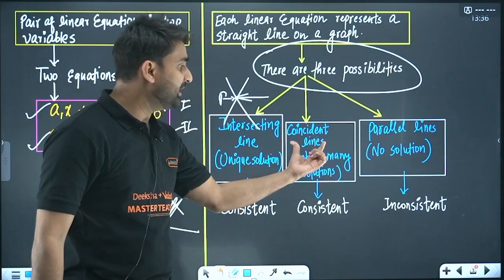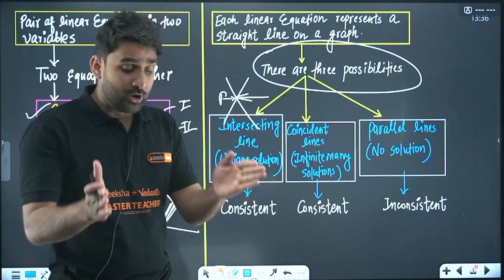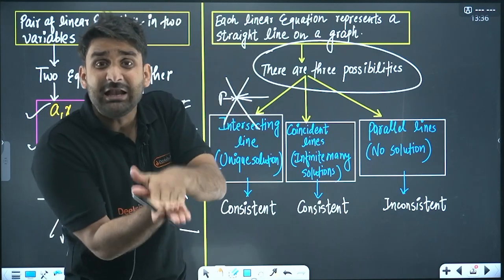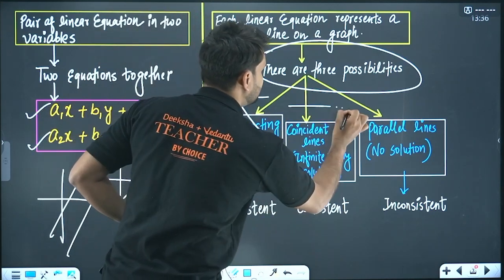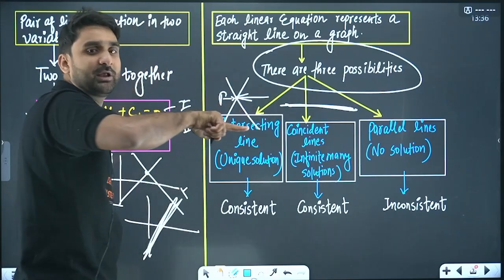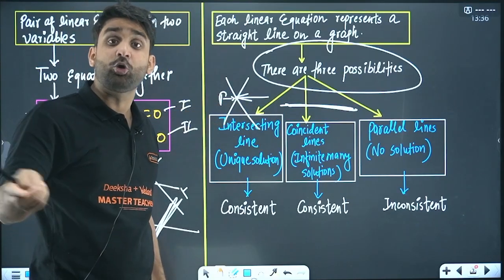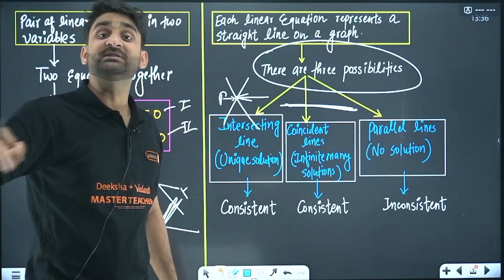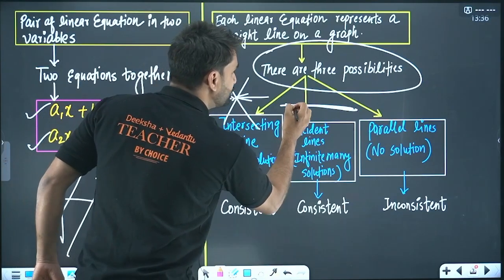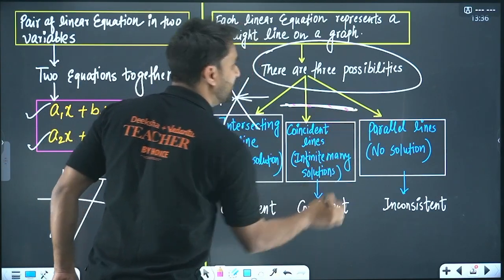Now coincident lines. What is called a coincident line? When one linear equation, means one straight line, is exactly overlapping. Let's say this is the first line and the second line is also lying on that same line. Means both the linear equations are overlapping. Both the straight lines are overlapping. So you know if the lines are overlapping, each point will be satisfying each other.